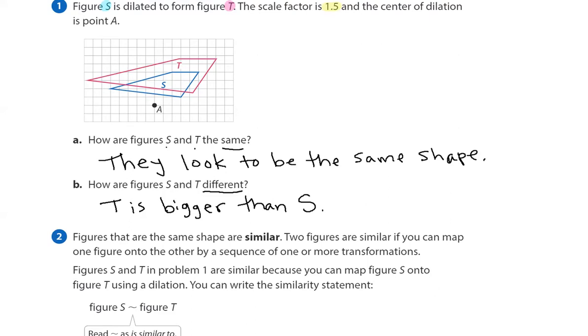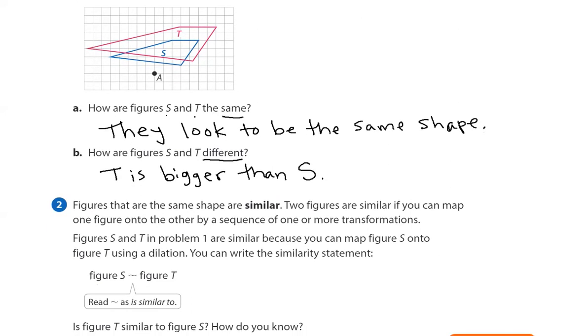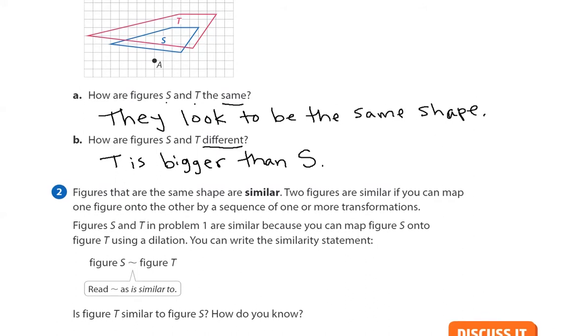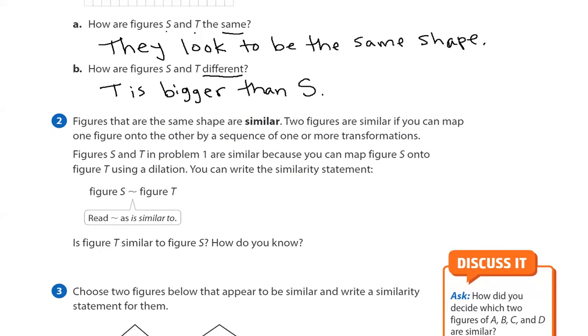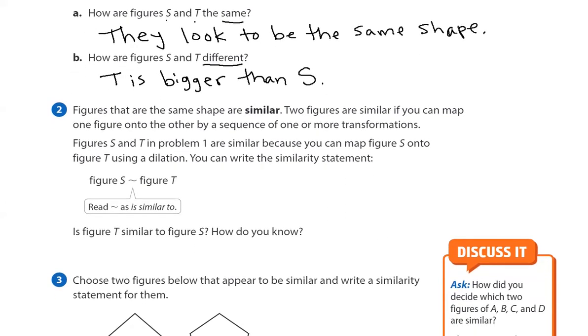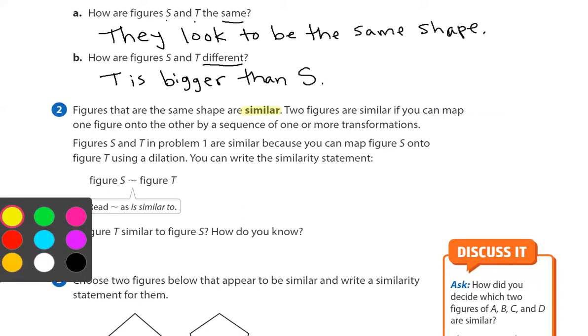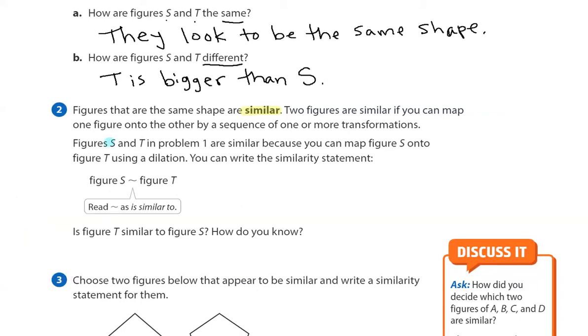Dilation is, the shape is similar. The only difference is the size. And it says right here what I just said. Figures that are the same shape are similar. Two figures are similar if you can map one figure onto the other by a sequence of one or more transformations. Figure S and figure T in problem 1 are similar because you can map figure S onto figure T using dilation.